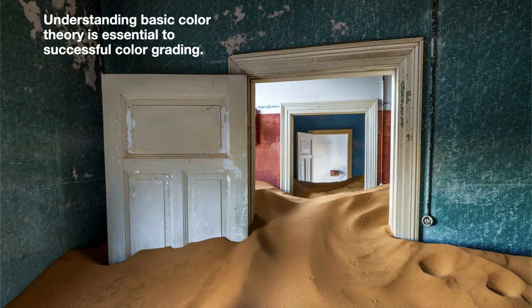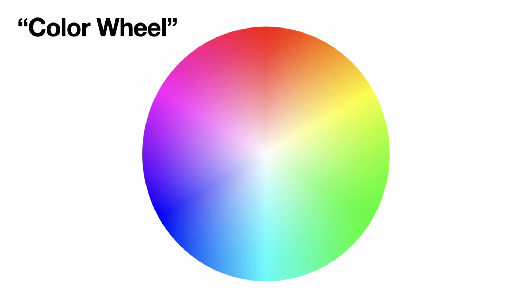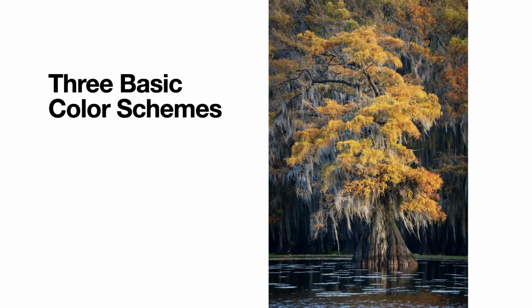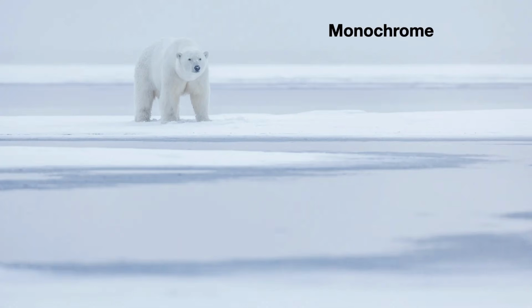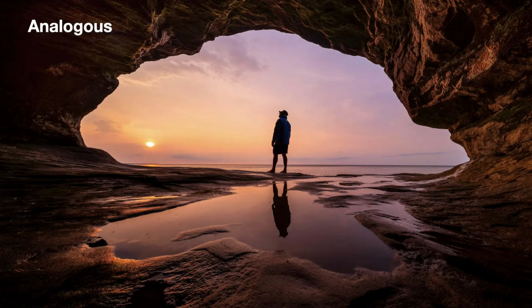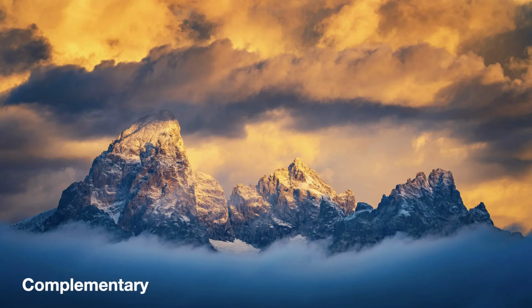Now, the key to successful color grading is understanding basic color theory. And so that's what I'm really going to focus on in this video. It all starts with something known as the color wheel. The color wheel shows all of the visible colors that humans can perceive, and it puts them on a wheel. Pretty self-explanatory. This color wheel becomes important when we think about the three basic color schemes that are used by artists. The first is monochrome, the second is called analogous, and the third is called complementary.